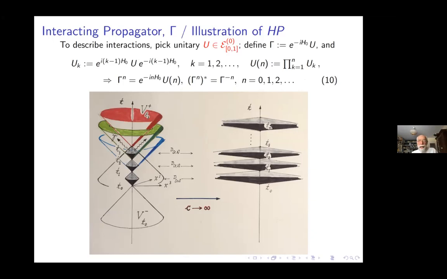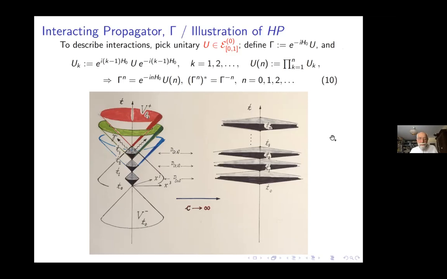Now you verify very easily, it's a one-line computation, that gamma to the power n is e to the minus i n h naught times the operator u of n. Gamma of n conjugate is simply gamma of minus n. That's unitarity. And this is true no matter what n is. n can be anything: 0, 1, 2, etc.